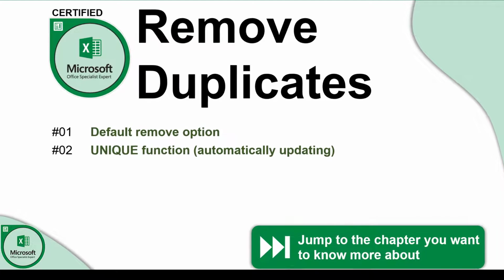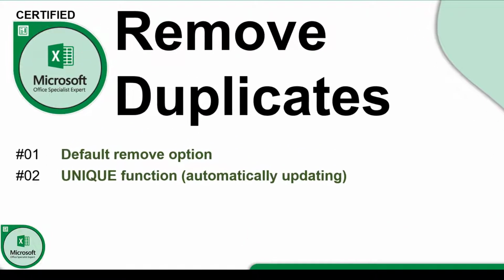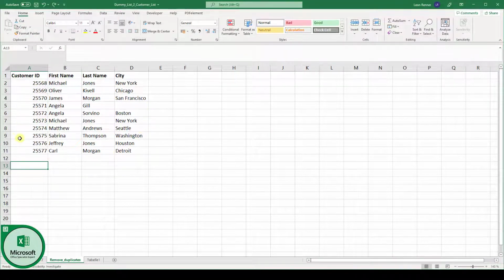How to remove duplicates in Excel. For this we actually have two easy functions or methods in Excel, and we are going to use them with this example. So as you can see here, we have Michael Jones in one row and we have Michael Jones in another row. So this is a duplicate, but the customer ID is different, since the customer ID is a number which is being generated automatically.